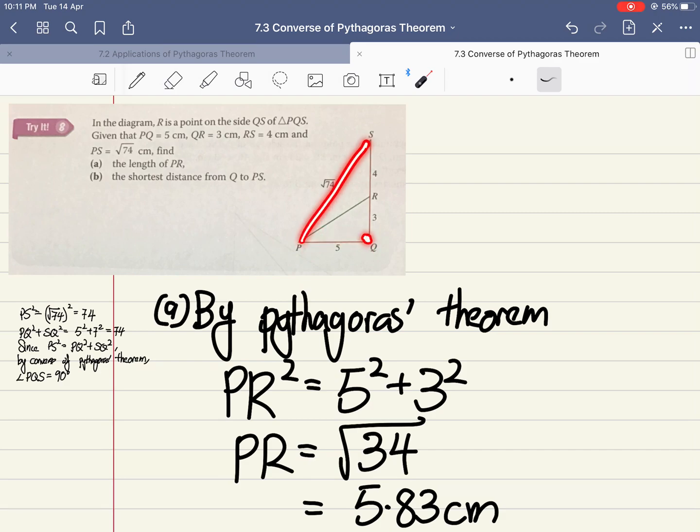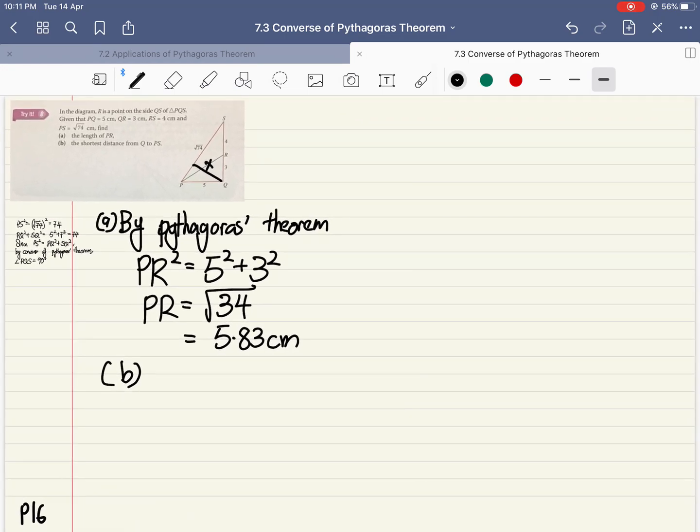Maybe you can walk this way. Yep, that is shorter than what we took in the first route. But of course, you all will know that the easiest way is to walk in a straight line across the field like this, at a 90-degree angle. And that will give you the shortest distance from Q to PS. So let me label this shortest distance here. Let me call it X.